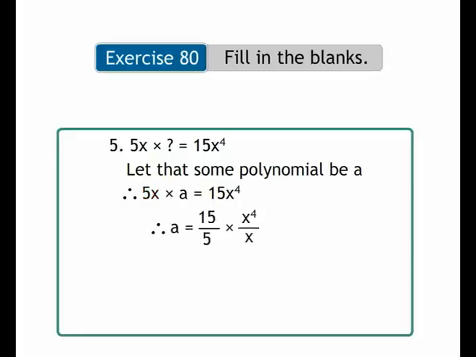Therefore, a is equal to 15 divided by 5 multiplied by x raised to 4 divided by x. I hope you remember that when no index is specified in a polynomial, it means 1. Therefore, a is equal to 3 multiplied by x raised to 4 minus 1, which is equal to 3x raised to 3. Therefore, 5x into 3x cube is equal to 15x raised to 4.